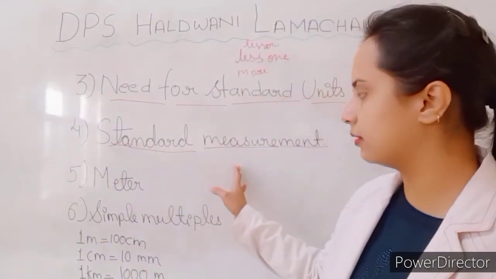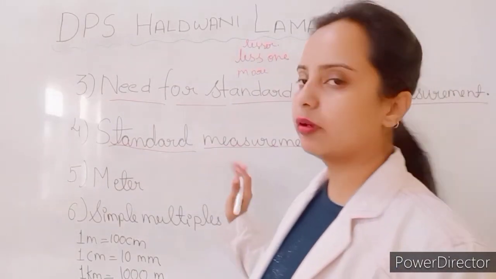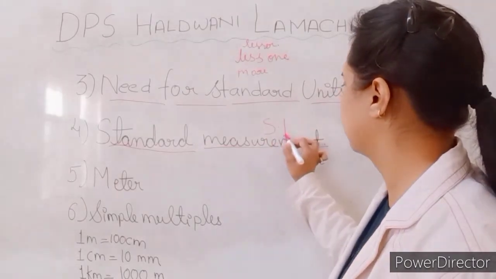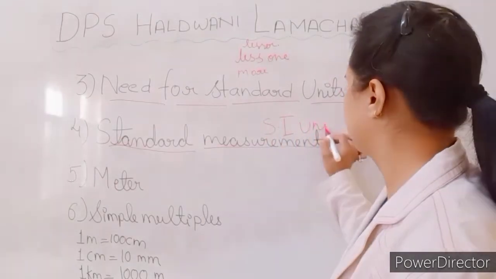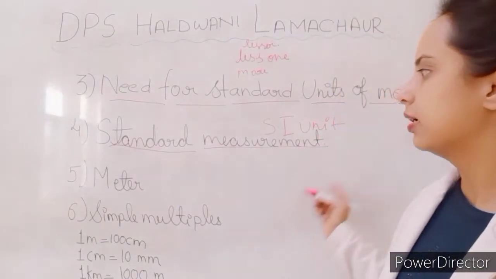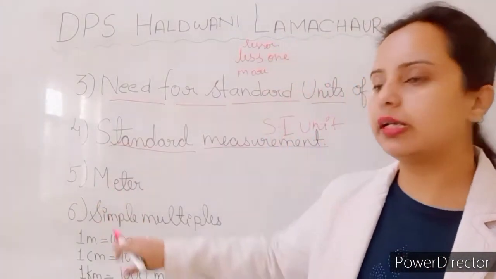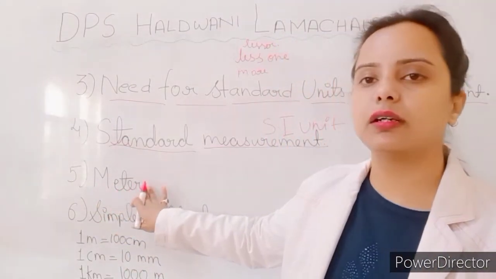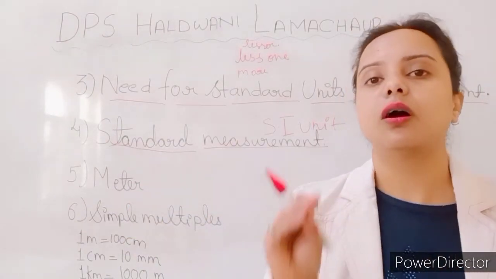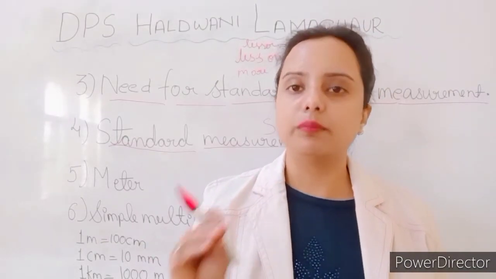So this is a standard measurement, and the short form of the standard measurement is SI unit. Okay, SI unit, meaning the SI unit of any length. So what is the SI unit? That I will also explain. It is the meter. Meter is a standard length of any distance, we can say, or of any object.